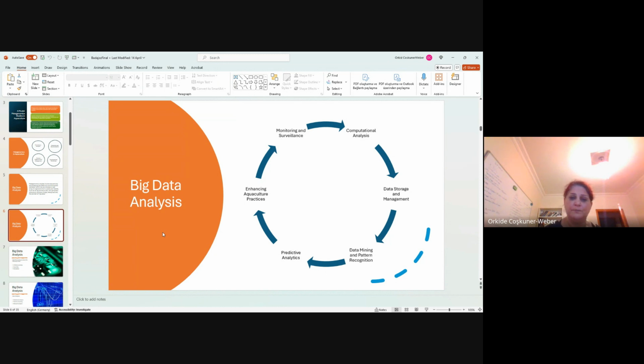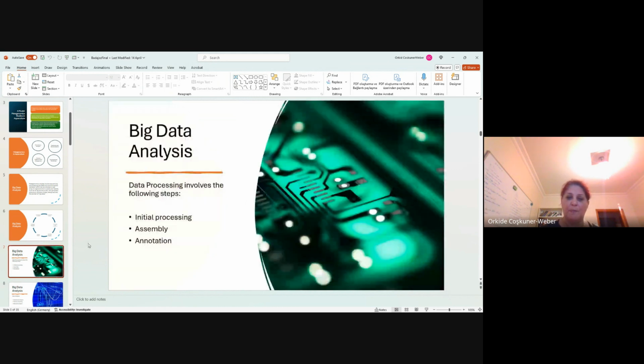So, when we continue with big data analysis, we see that the data processing in big data analysis involves cleaning the raw sequencing data to remove low-quality reads and contaminants, assembling the high-quality reads into longer sequences called contigs, and the use of bioinformatics software to annotate genes and identify taxonomic compositions and functional capabilities of the microbial communities.